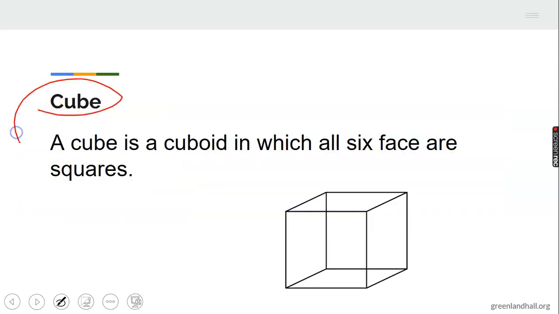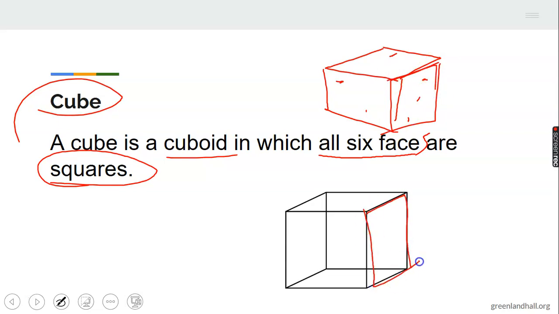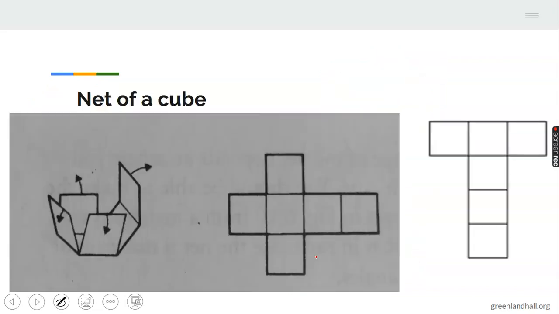Now, we move to the cube. A cube is a cuboid in which all 6 faces are square. You can see that kind of example in your dice. In a dice, this is 1, this is 2, this is 3, just like that. You can see all the faces are square and they are equal in shape. We call it a cuboid also. Is that okay?